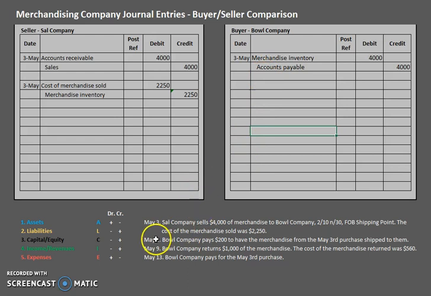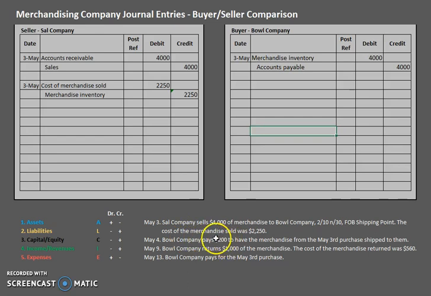Okay, now let's take a look at May 4th. Bowl Company pays $200 to have the merchandise from the May 3rd purchase shipped to them. This is a little bit of a tough one. You have to consider a few things here. One, who's paying, and who is responsible to pay for it. So we have to look back at the terms from May 3rd. That is FOB shipping point. Remember, who's responsible when it's FOB shipping point? That would be the buyer. So the buyer is responsible for paying, and the buyer is paying right now.